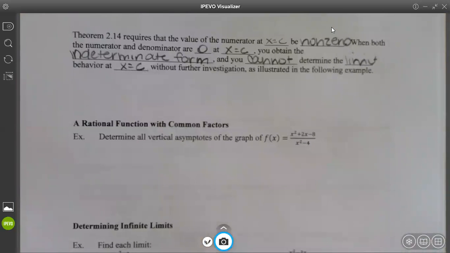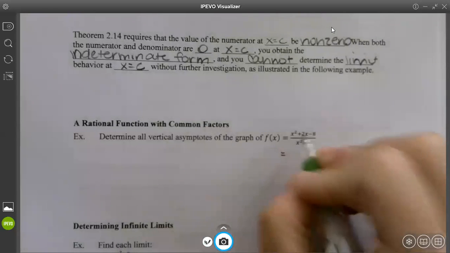All right, determine all the vertical asymptotes of the graph of f of x equals x squared plus 2x minus 8 over x squared minus 4. All right, so what do I do to figure this out? Factor it. On the top, factors of negative 8 that add to positive 2.